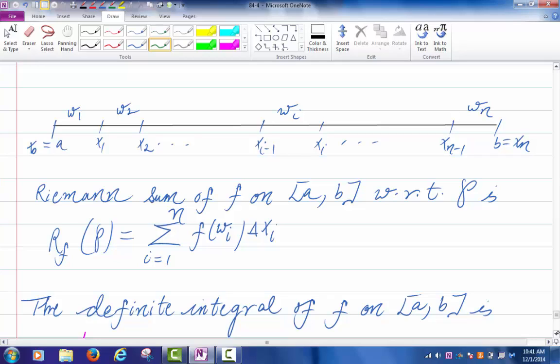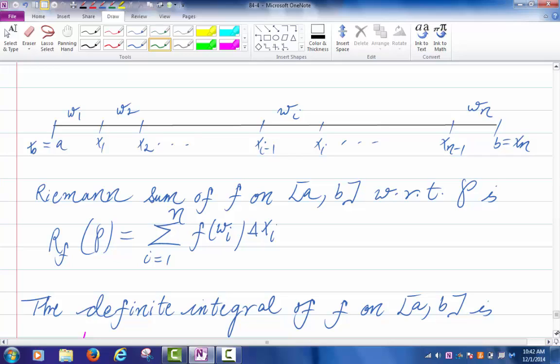So the first summand is what? The first summand is to evaluate the function at the first sample point w1, and multiply by the length of the first subinterval. The second summand is f of w2. You evaluate the function at the sample point w2, and multiply by the length of that subinterval. And you keep doing that, you get the Riemann sum, right? So how do I define what's called the definite integral of the function? Well, it is basically this.